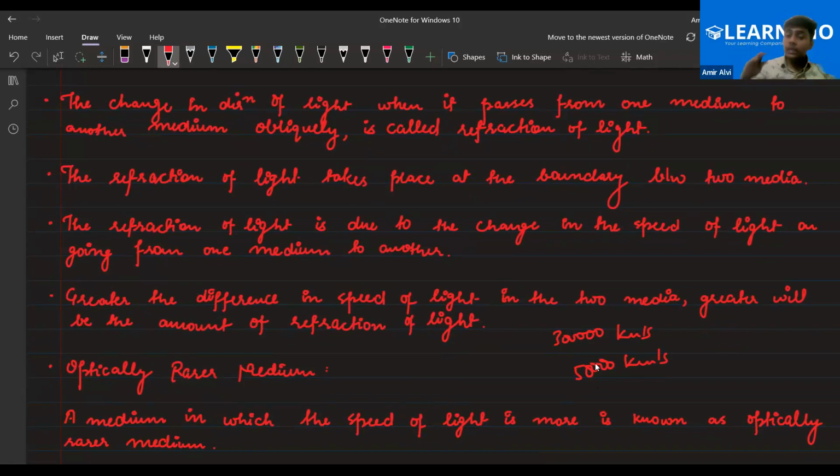It means that there will be more bending of light in comparison to the other difference, right? If the speed of light has not decreased much, like suppose 3 lakh kilometer per second has decreased to 2 lakh 80 thousand kilometer per second, there is a difference of 20,000 only. So light will refract, but not with that much strength. So the difference matters. Is this clear to all of you?